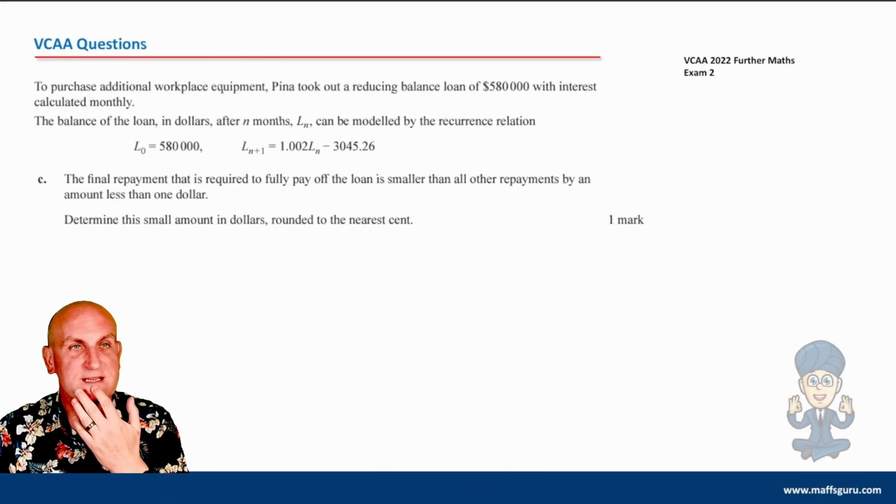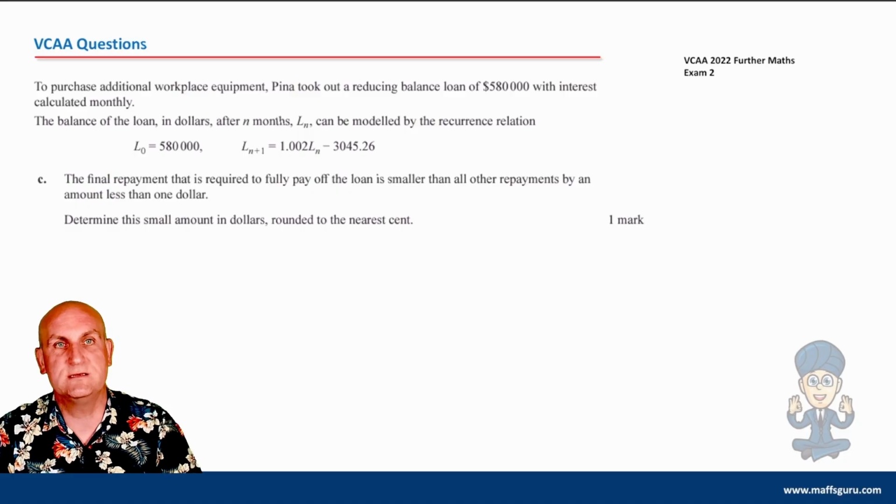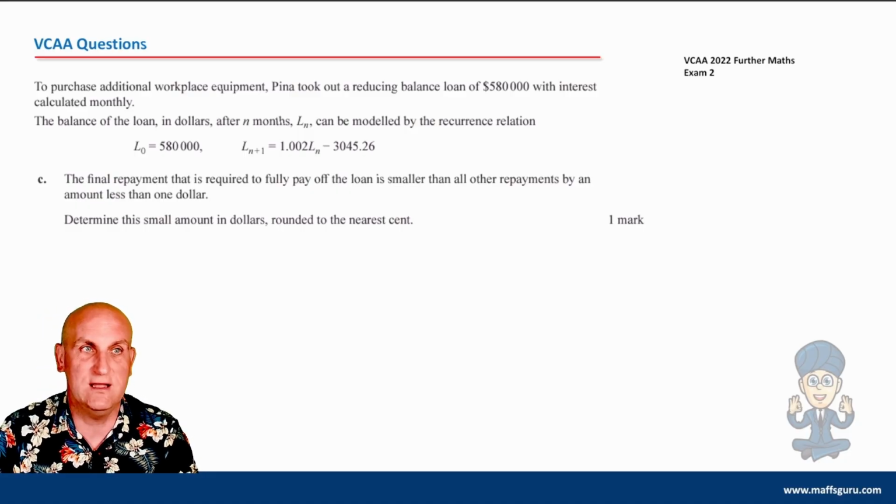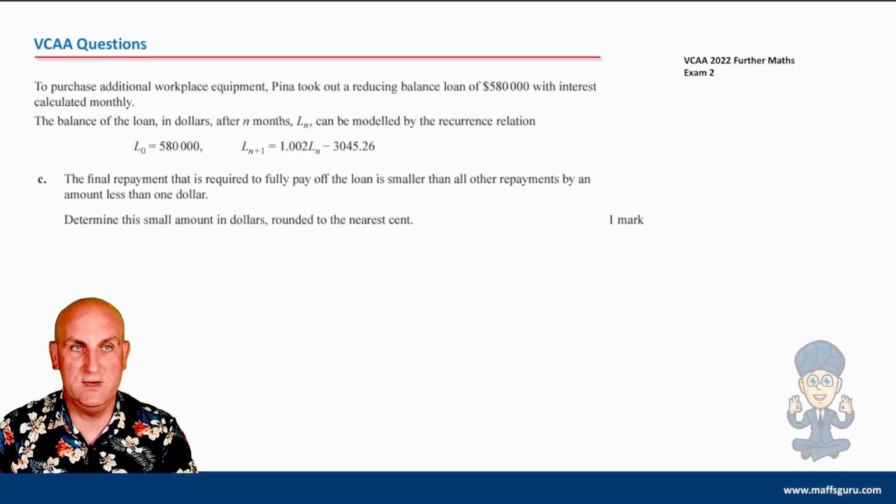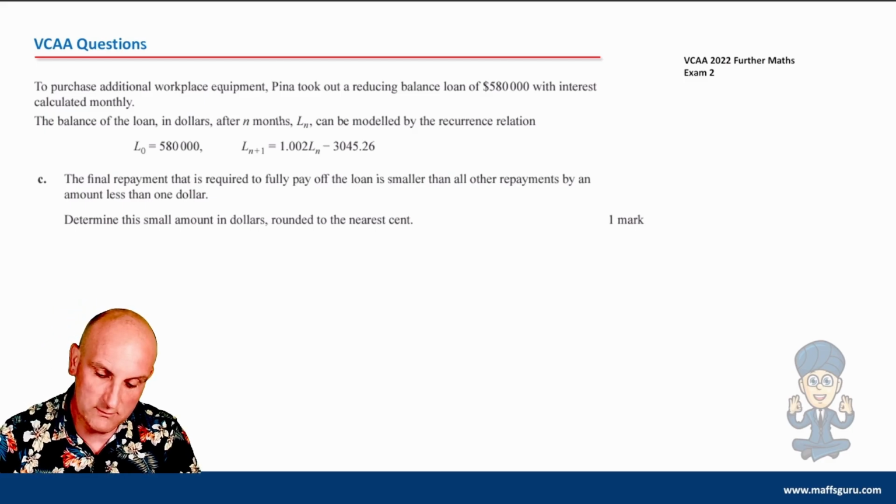To purchase additional workplace equipment, Pina took out a reducing balance loan of $580,000 with interest calculated monthly, the balance of the loan. The final repayment that is required to fully pay off the loan is smaller than all other payments by an amount less than $1. Determine this amount.